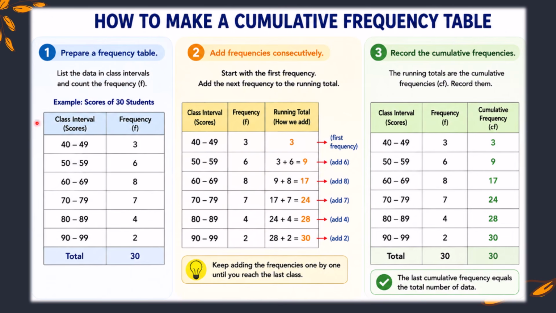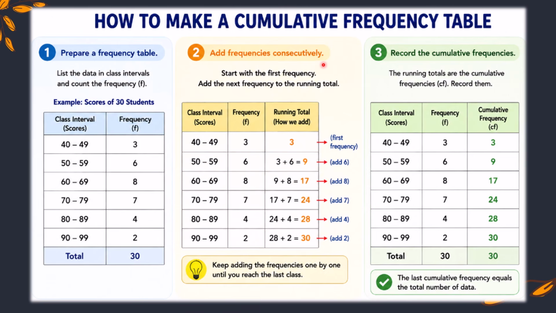So the class intervals go from lowest to highest. 40 to 49, the interval is 10 because 49 minus 40 is 9, plus 1, is 10. Or if you count from 40 to 49: 40, 41, 42, 43, 44, 45, 46, 47, 48, 49. So the interval from 40 to 49 is 10. We have the given frequencies, 3, 6, 8, 7, 4, 2, for the scores of 30 students. So these are the given for the frequency table.